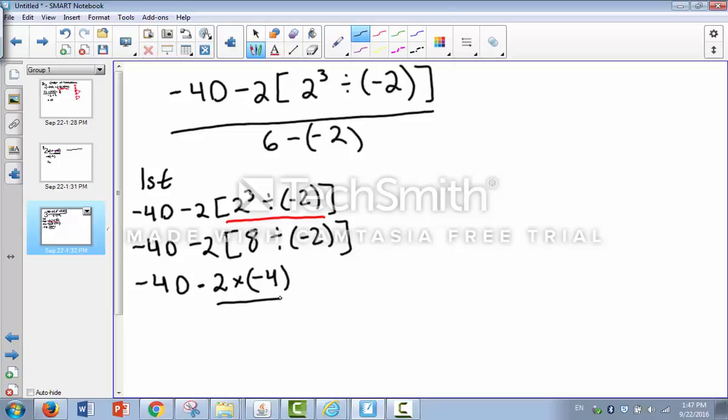And now we do multiplication next. So negative 40 minus 2 times negative 4. We can think of this, it's the same as adding a negative. So this is a negative 2 and a negative 4. We multiply them together, it becomes positive. Now I'm going minus 40 plus 8, which is negative 32. Basically, if you think about it, if it's minus 40 out and then it gains 8 more degrees, you're adding 8 degrees, you're going to be at minus 32. Lots of different ways to think of the negatives.